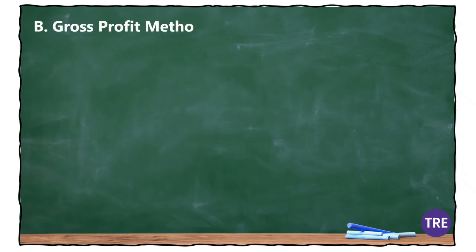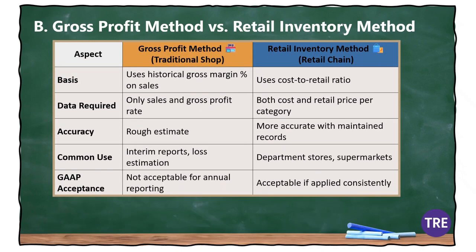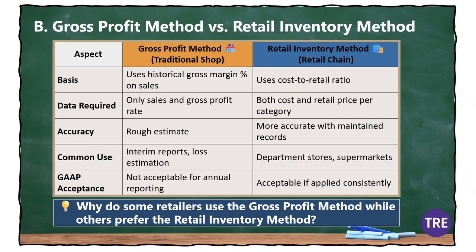Let's compare the gross profit method and the retail inventory method. Both aim to estimate ending inventory, but they rely on different kinds of data and serve different purposes. The gross profit method uses a company's historical gross margin to estimate cost of goods sold. It's fast and convenient, but it's only an approximation, best used for interim reports or emergency situations when time or records are limited. The retail inventory method, on the other hand, uses a detailed cost-to-retail ratio, making it far more accurate for large merchandising businesses that track both cost and retail data.